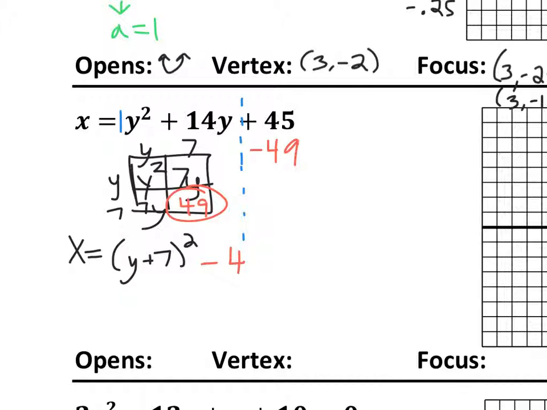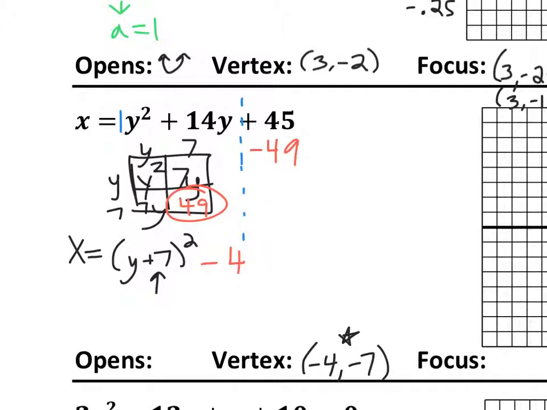So in this case, my vertex is going to be -4, -7. Remember that what's inside is going to be opposite, and since inside I have my y, that means that inside value is giving me my y coordinate and the other one is my x coordinate.